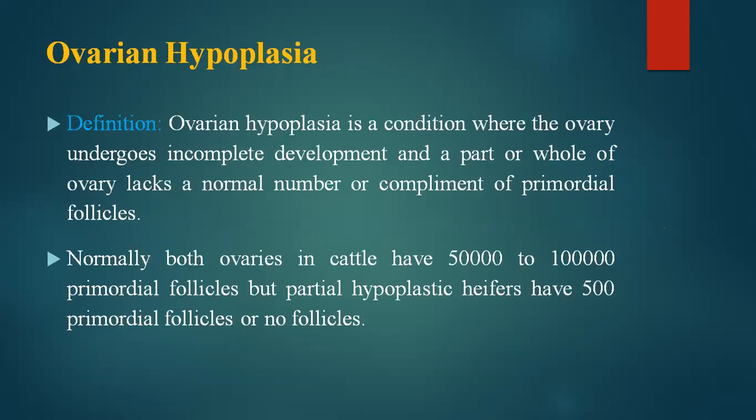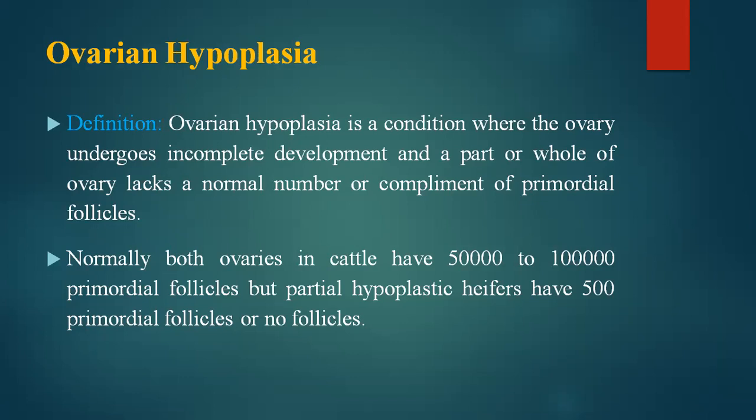Ovarian hypoplasia. Definition: ovarian hypoplasia is a condition where the ovary undergoes incomplete development, and a part or whole of the ovary lacks a normal number or complement of primordial follicles. Primordial follicles are oocytes surrounded by a single layer of flat granulosa cells. A calf is born with almost 50,000 to 1 lakh primordial follicles in both ovaries.